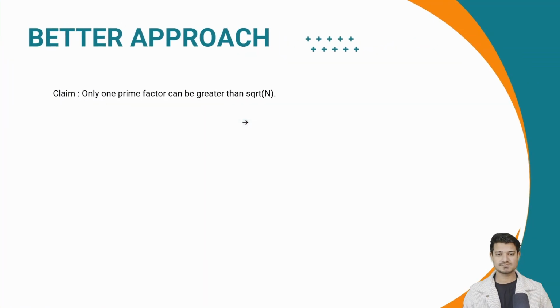Now, how can we improve upon the time complexity? The way we can do it is this. Only one prime factor can be greater than square root of n. Very important fact. And this is the one that will reduce the time complexity from linear to square root of n. So we are claiming that only one prime factor can be greater than square root of n. If we are talking about 100, square root of 100 is 10. So in the prime factors of 100, you can only have one prime which is above 10. The rest will be below or equal to square root of n. Very interesting fact. How do we prove it?